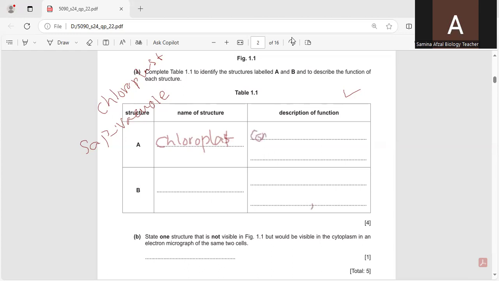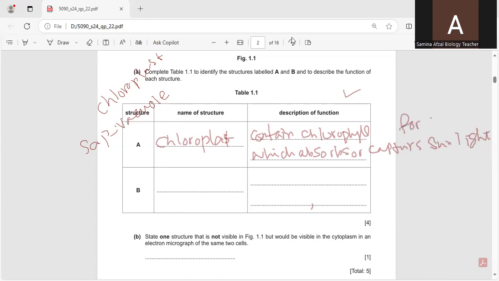Chloroplast contains chlorophyll, which absorbs or captures sunlight for photosynthesis.